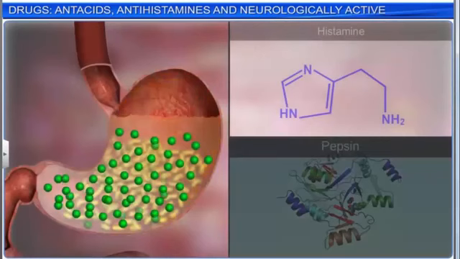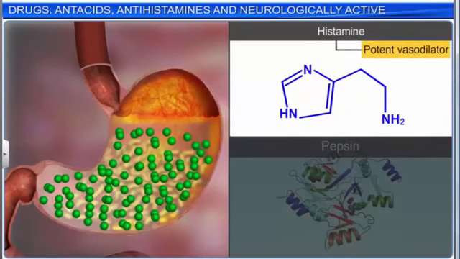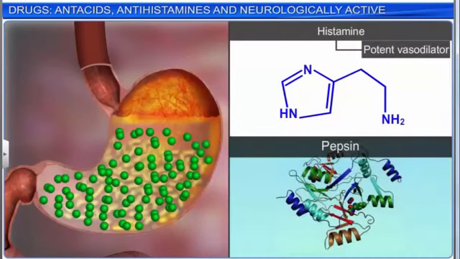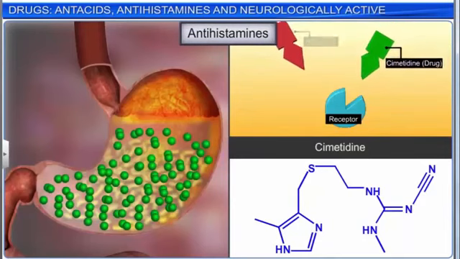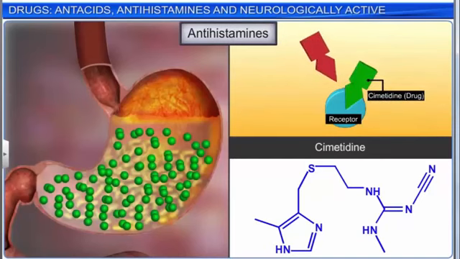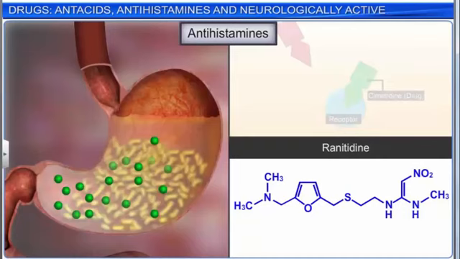A major breakthrough in the treatment of hyperacidity was the discovery that histamine, a potent vasodilator, also stimulates the secretion of pepsin and acid in the stomach. This discovery spurred the search for new compounds that structurally resembled antihistamines and would block acid secretion. Cimetidine is one such antihistamine drug designed to prevent the interaction of histamine with the receptors present in the stomach. As a result, less acid is produced in the stomach. Ranitidine, which was discovered after cimetidine, is a more popular antihistamine drug.